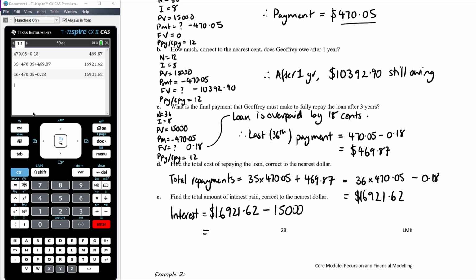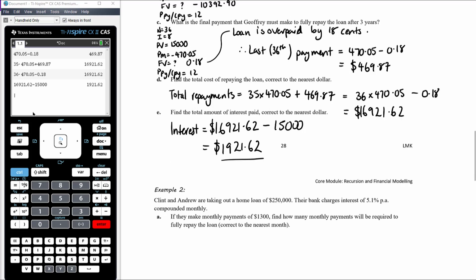So if we subtract $15,000 off that total payment, we can see that over the course of the 3-year loan, we've paid interest of $1,921.62. Okay, let's have a look at another example.